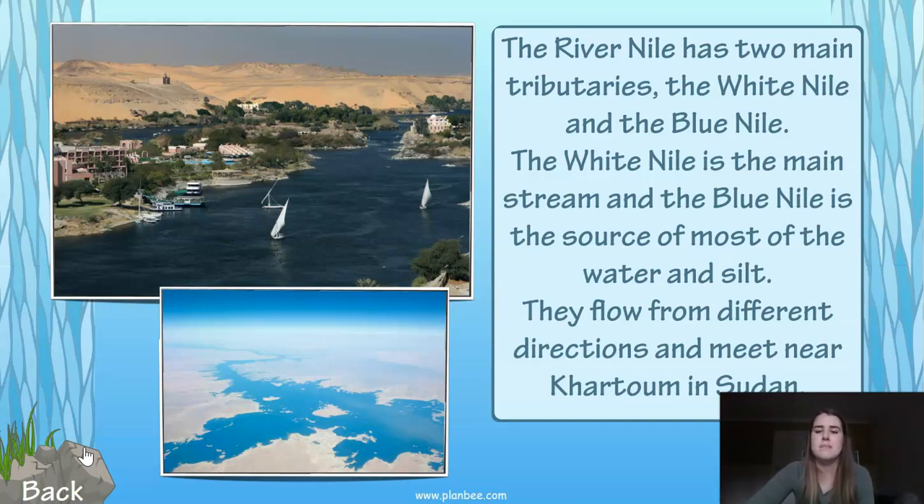Now, the White Nile is the main stream of water, okay? And the Blue Nile is the source that has the most of the water and the silt in it. So the silt is all the sediment and the rocks and the mud and the sand that gets dragged out and then leads into the ocean. Now, they actually flow from different directions and then end up meeting near Khartoum, which is in Sudan, okay?